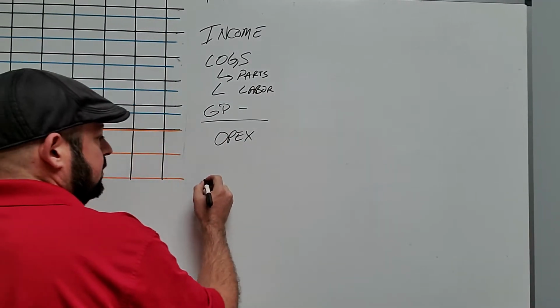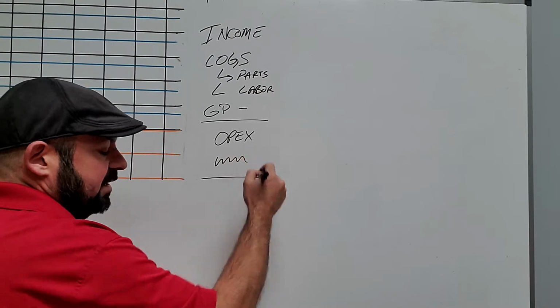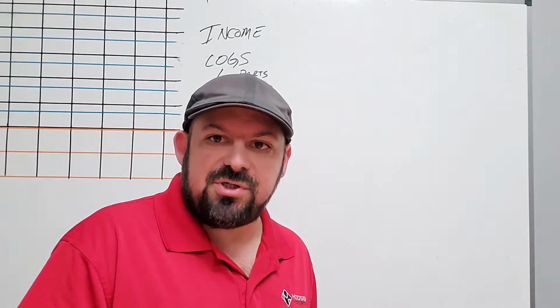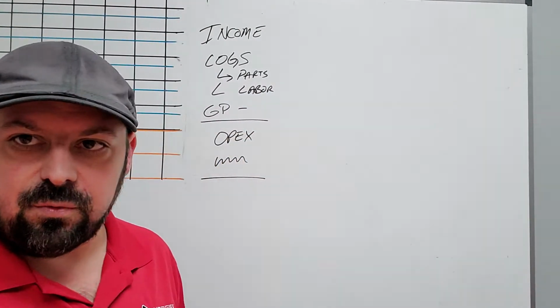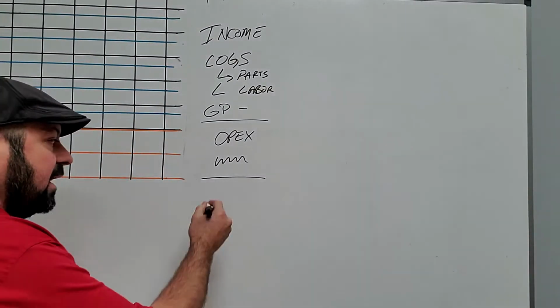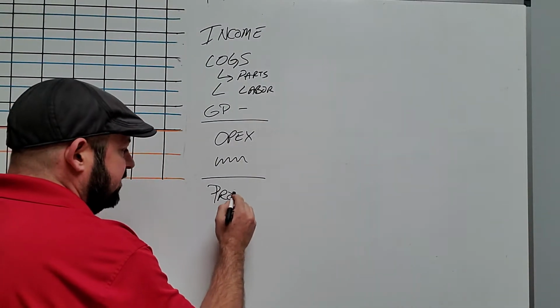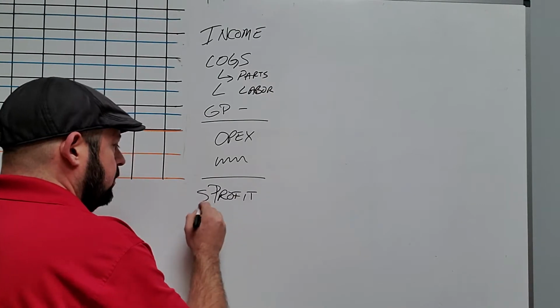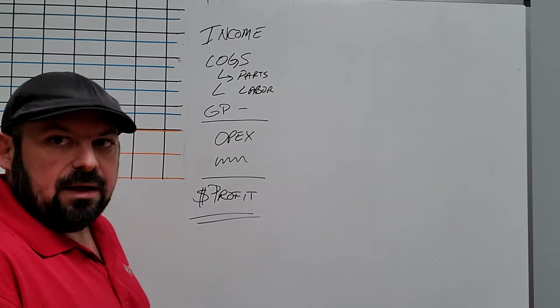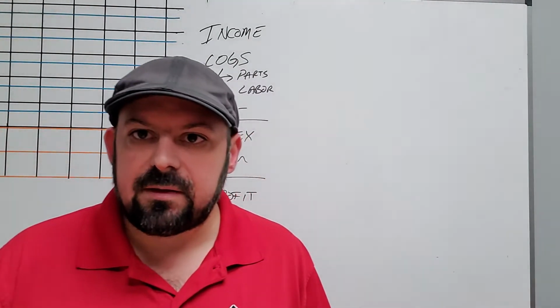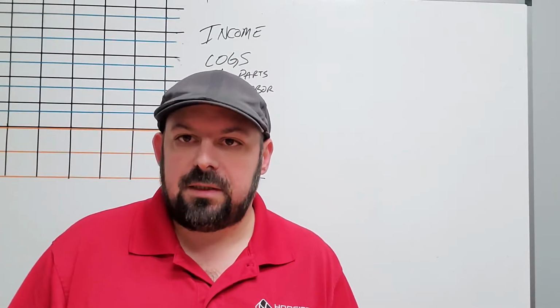After OPEX, there's a bunch of other stuff that goes in here, right? On most statements, amortization, depreciation, all the stuff the accountant looks at that isn't real money. And then at the bottom, we've got what we're all looking for, right? Profit. So that's what we're interested in. And we've seen a lot of businesses get big and lose money, and we don't want to do that.